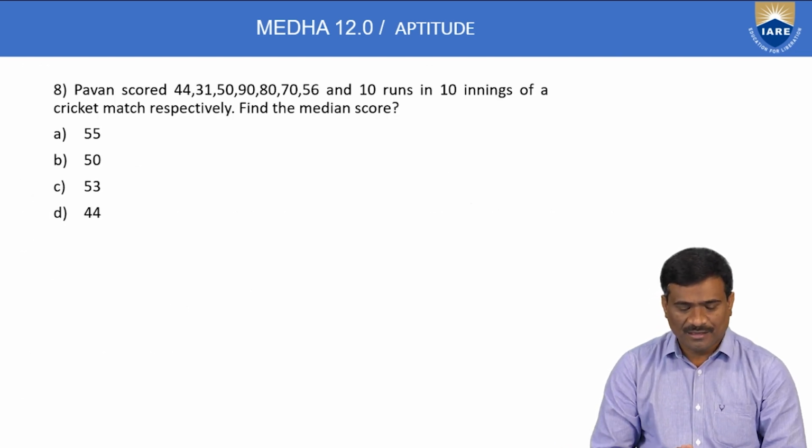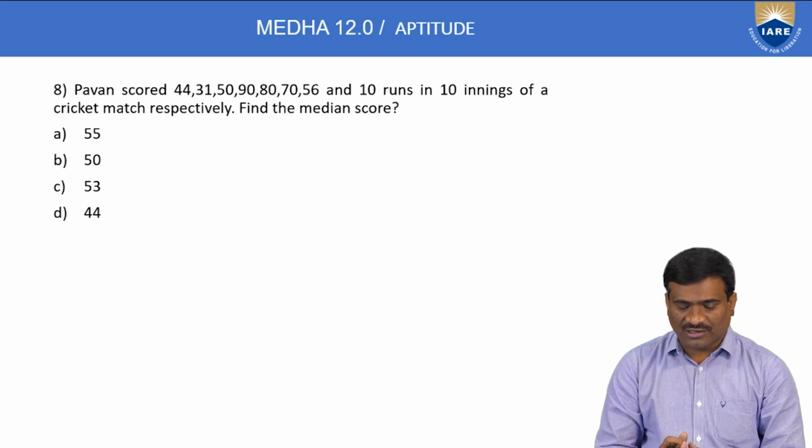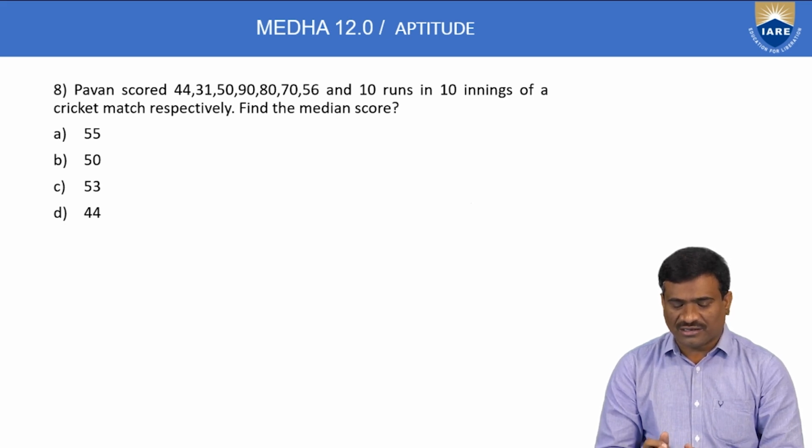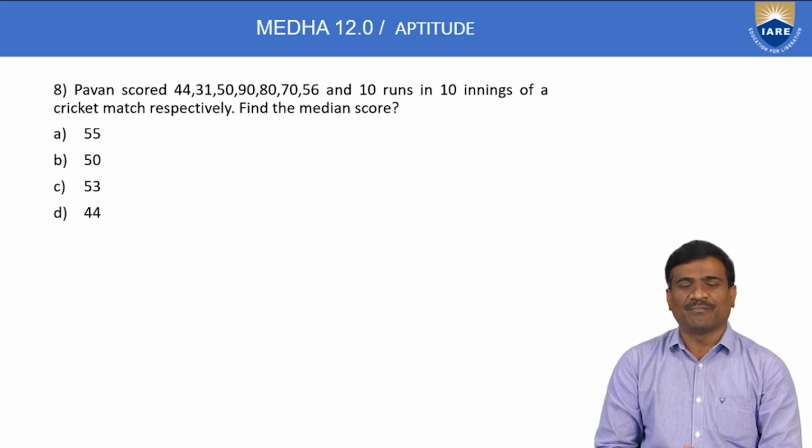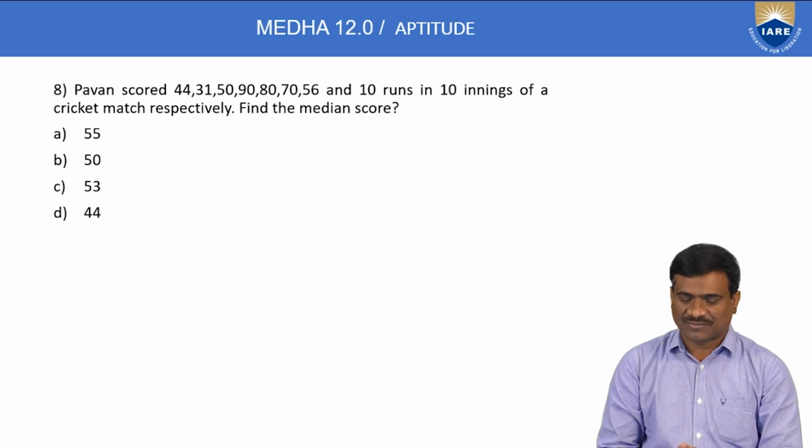Eighth one. Pawan scored 44, 31, 50, 90, 80, 70, 56 and 10 runs in 10 innings of a cricket match respectively. Find the median score. Statistics topic: mean, median and mode. Mean is the sum of n observations divided by the number of observations.